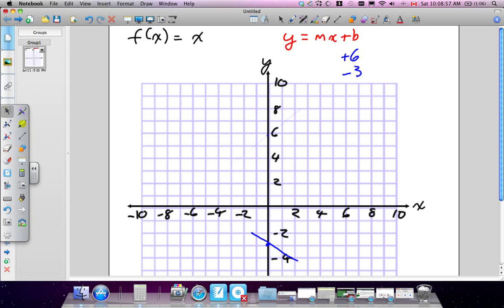M deals with the slope, so the rise over the run, okay? So let's say we have a line, they've given it to us that looks like, let me make sure I do this.